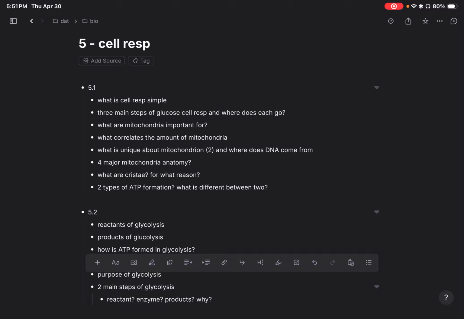Hello, today we're talking about cell respiration. So, what is cell respiration? Simply, cell respiration is the breaking down of organic molecules, like the catabolism of organic molecules, in order to produce ATP for the body. It occurs with the mitochondria.